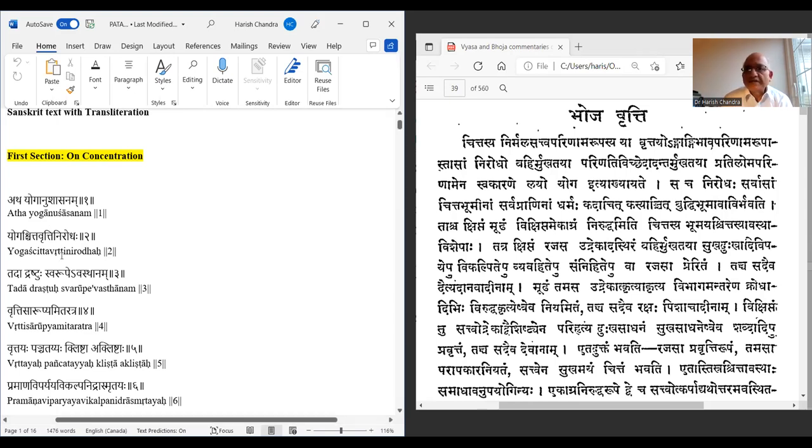Vritti actually means whatever is its business, whatever it is supposed to do. Like the business of my eyes is to see, the business of my ears is to hear sounds. In the same manner, chitta has certain functions. That's what it is supposed to do. That is chitta vritti. It is supposed to display something to me.